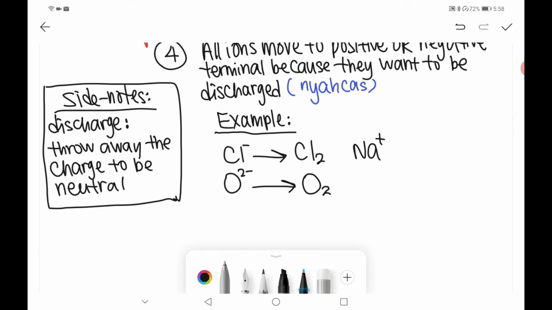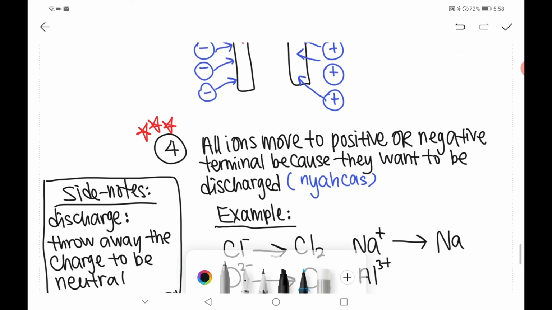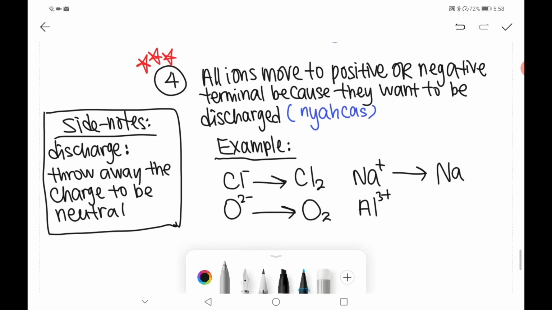So if the sodium ion goes to the electrode, it wants to discharge. When the sodium ion throws the charge away, it becomes neutral Na. Last one, let's say aluminium, Al3+. The aluminium ion goes to the electrode, not for fun, but because it wants to discharge. When we throw away the charge from the aluminium ion, it becomes neutral Al.